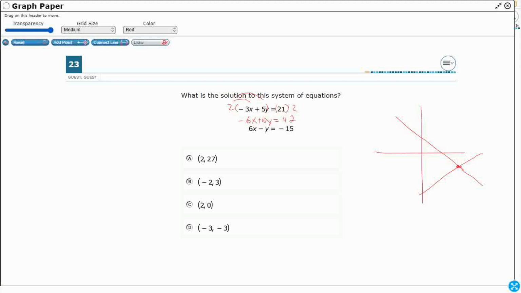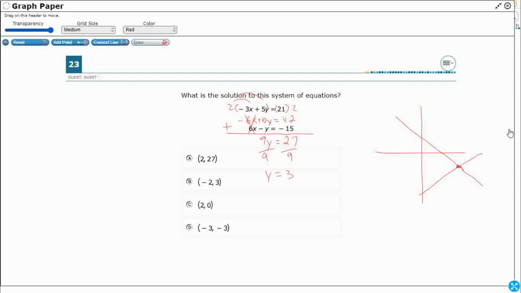Well, if I add those two equations, look what's going to happen. I doubled it because I wanted the negative 6x to cancel out my 6x. I need to eliminate one variable. So now I've got 10y plus a negative y, so that's 9y equals, and then that's going to be 42 minus 15, right? That's 27. So that's going to be y equals 3.